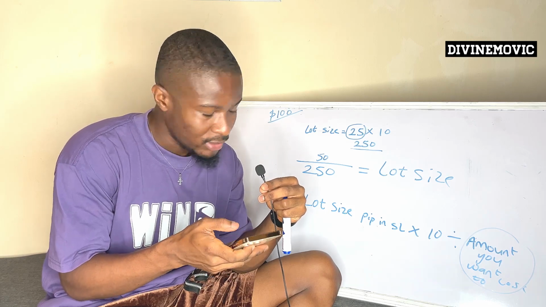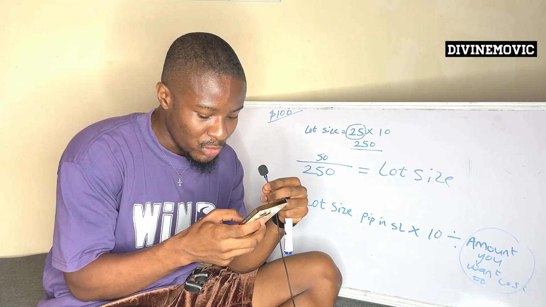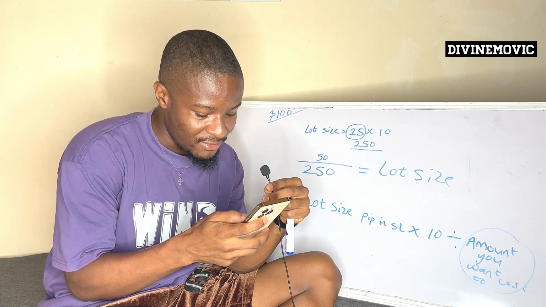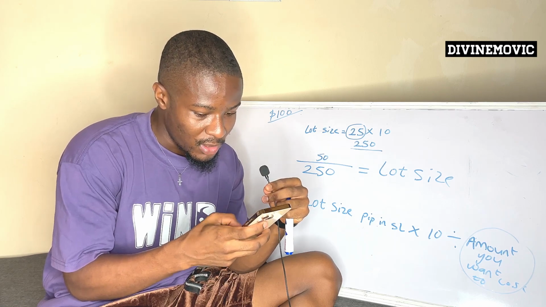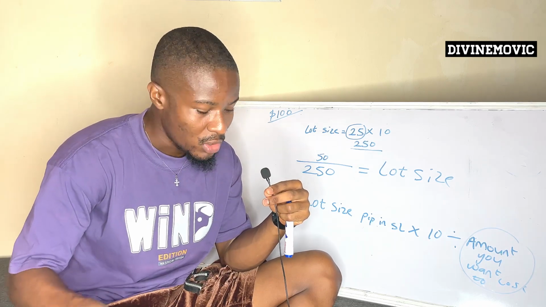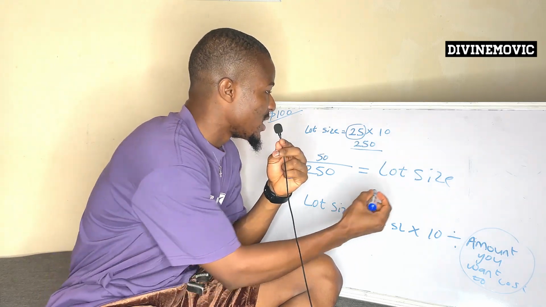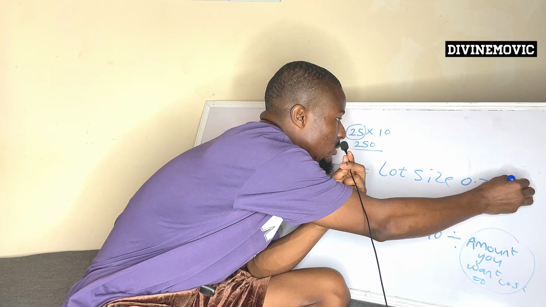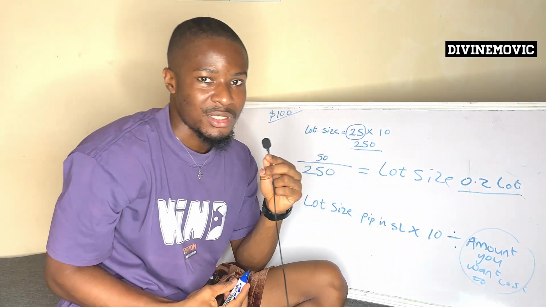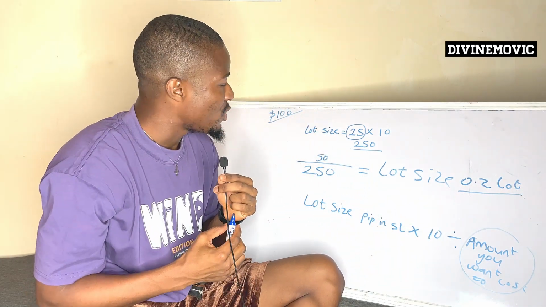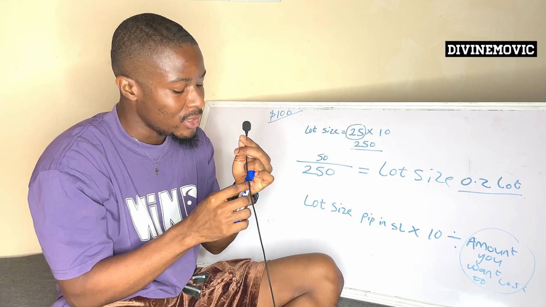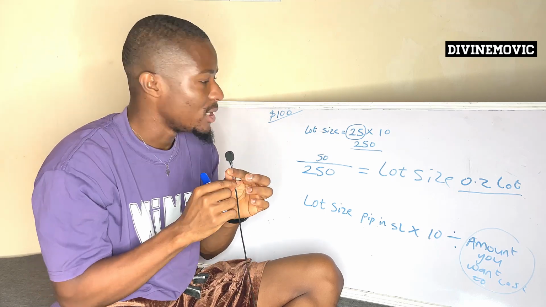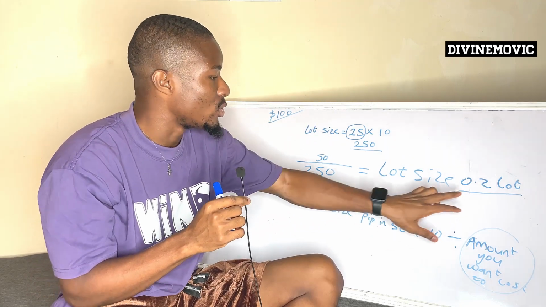Okay, I've seen it. And I said to you that you have to do 50 divided by 250, which is 0.2. So the right lot size to use here is 0.2 lot size. Do you understand? So you are simply understanding the formula and putting the parameters into the formula to get your lot size.